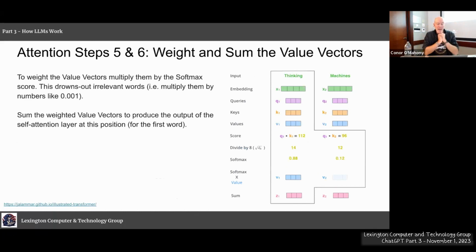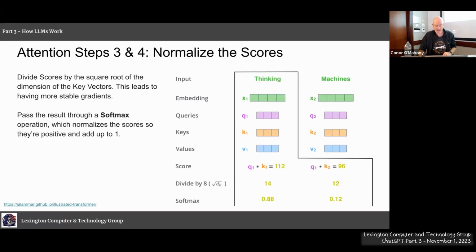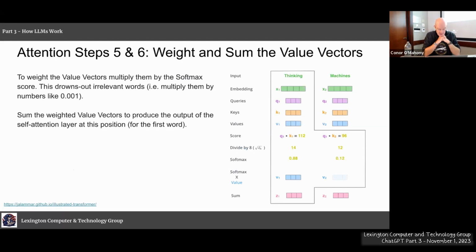Then what we do is we weight the value vectors. The value vectors we haven't been mentioning working with up until now. We've been working with the query and the key. So now we weight the value vectors and multiply them by the softmax score, which will drown out irrelevant words. And then we sum the weighted value vectors to produce the output of the self-attention layer. And so what we do is we basically sum it for each of the words in the sequence.